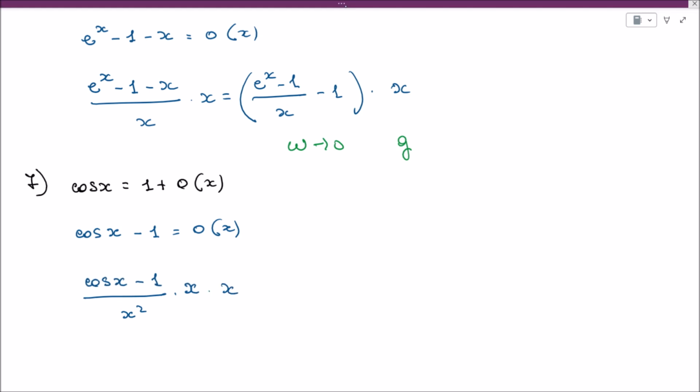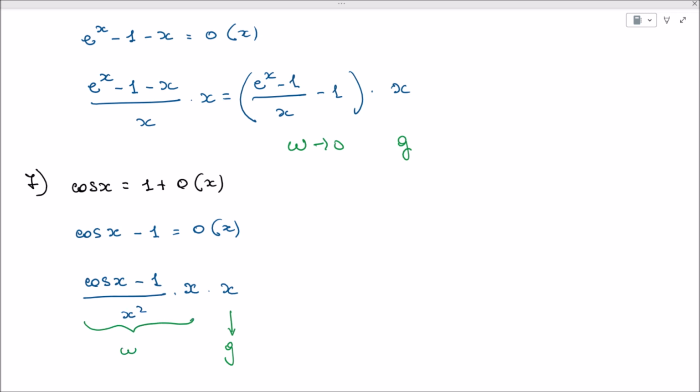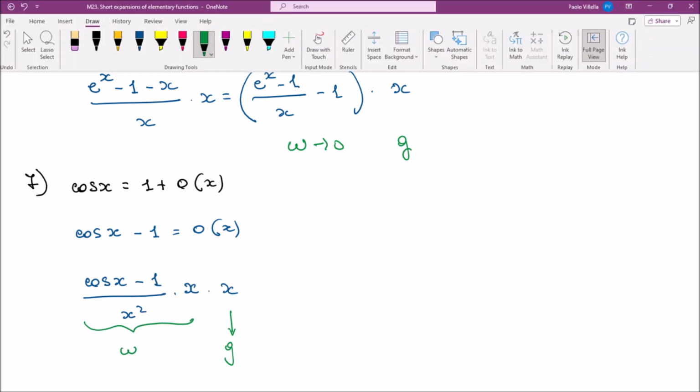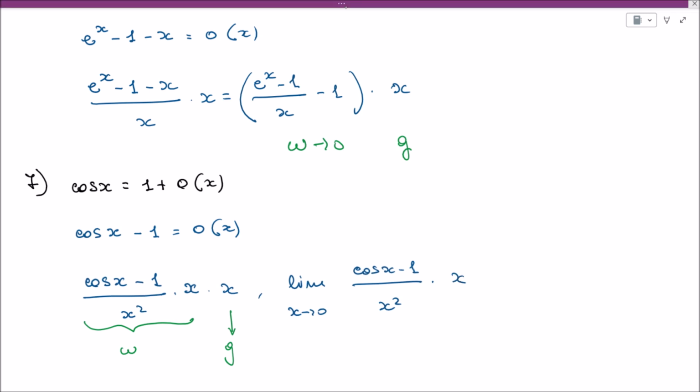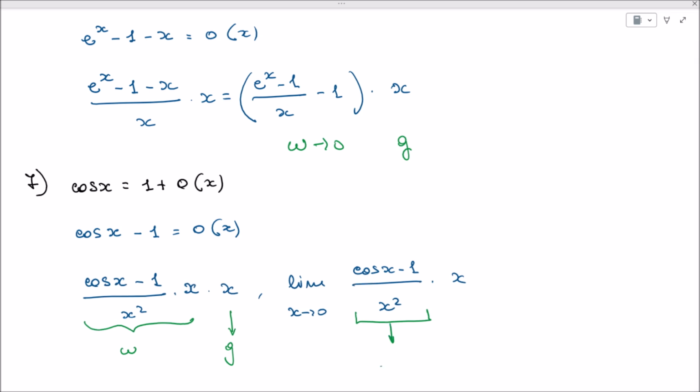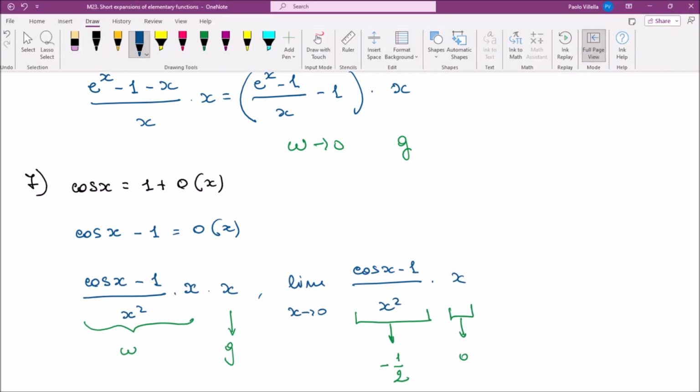Well, we recognize now that this is g, right? And instead all this is omega. But it is easy to see now that the limit as x goes to 0 of cosine of x minus 1 divided by x squared times x, well, we see that this is one of the fundamental limits. This is converging to minus 1/2. This goes to 0, so this limit is indeed 0.